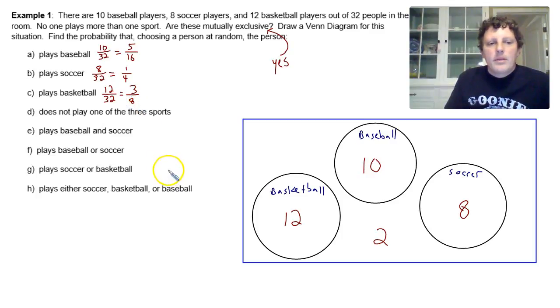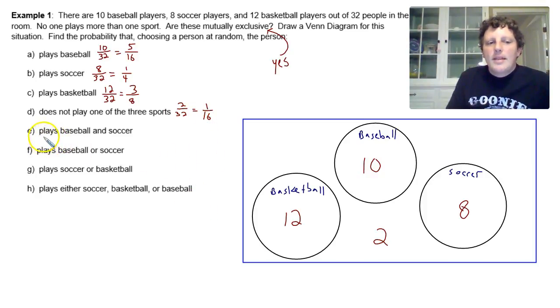3/8 would be the fraction. And again, if you get a decimal version, that's fine, no problem. What is the probability that one does not play one of the 3 sports? Well, we said that there were 2 people who do not play one of the 3 sports. So that would be 2 out of 32, or 1 out of 16.